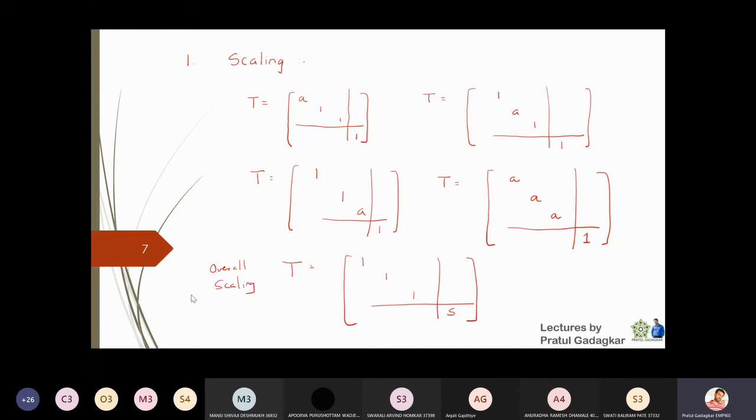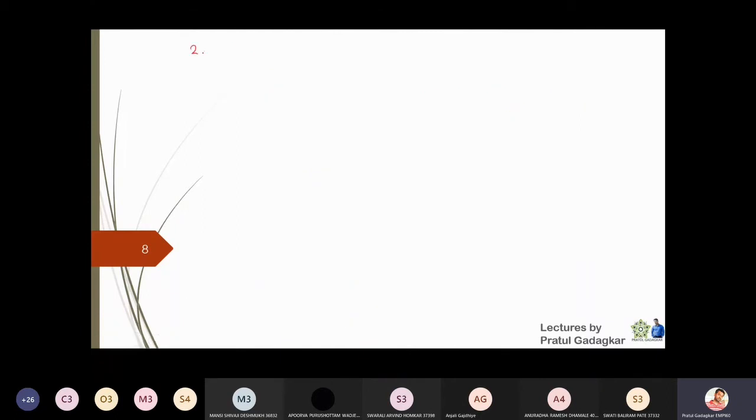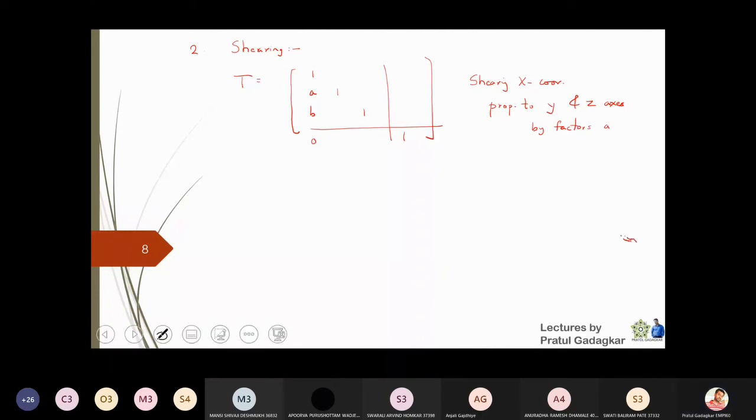The next type of three-dimensional transformation which is important in the study is called shearing. So what is shearing? If I write a matrix with 1, 1, 1 on the diagonal, and I write a and b here, and all other entries are 0, this is the shearing in the x coordinate, proportional to the y and z axes by factors a and b. These are the phrases that you have to remember.